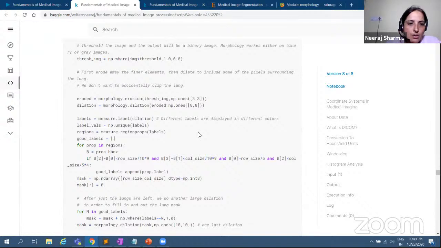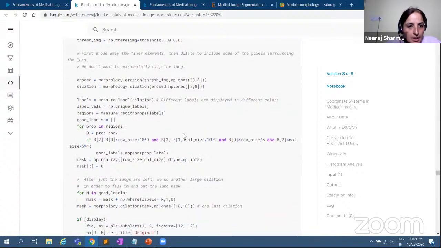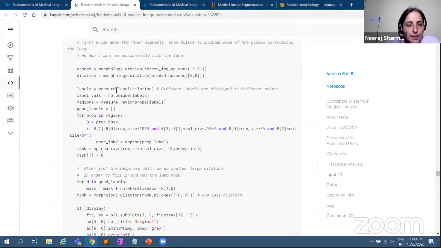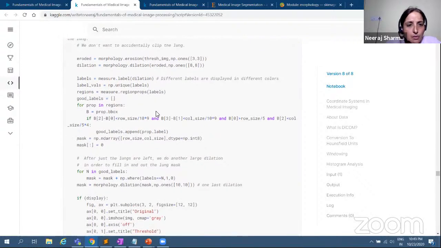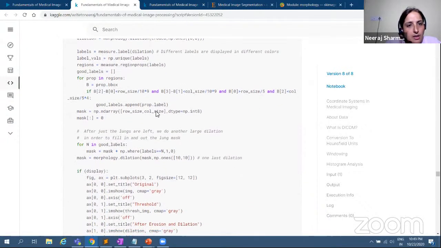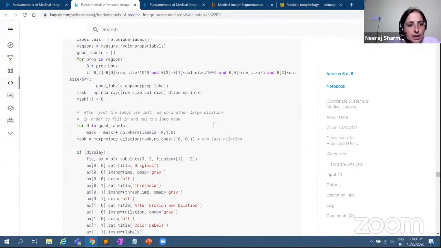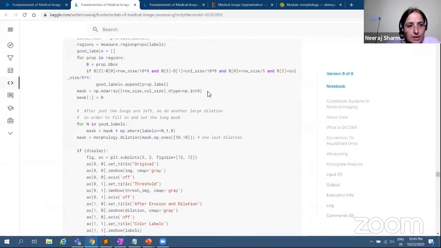Why we need that is also because morphology always works on either gray images or binary images. Then we apply the erosion followed by dilation. Then measure is a library available with Python. We are labeling the dilated image. So we will get all the different regions, and then we are making the bounding boxes for those particular regions, and that's how we get the mask after this.